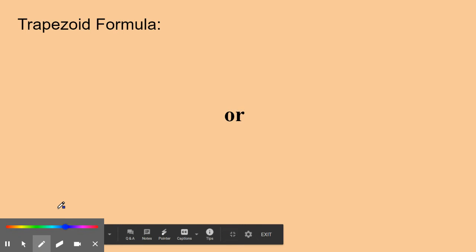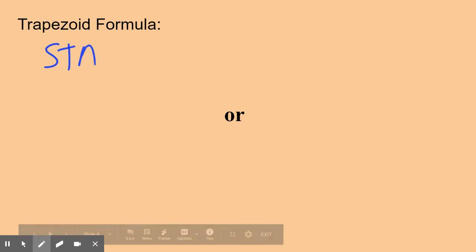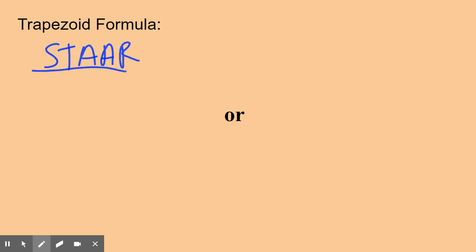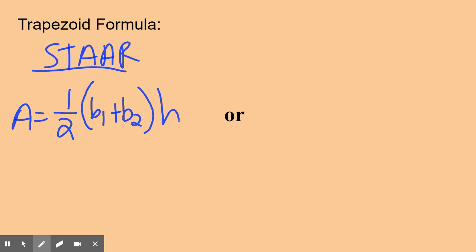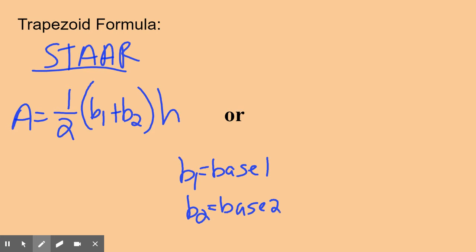So on your star chart, you're going to see a formula for a trapezoid. And that formula is A equals 1/2 base 1 plus base 2 times height. Now you may be wondering, what in the world is this B1, B2? B1 stands for base 1. B2 stands for base 2. All right, because a trapezoid has 2 bases, we got to differentiate between the 2.